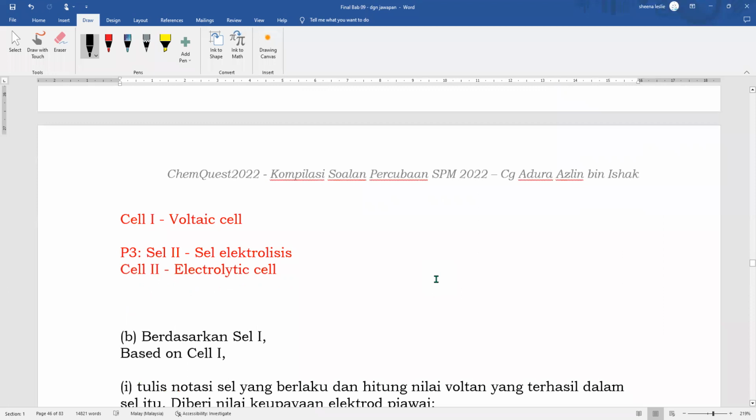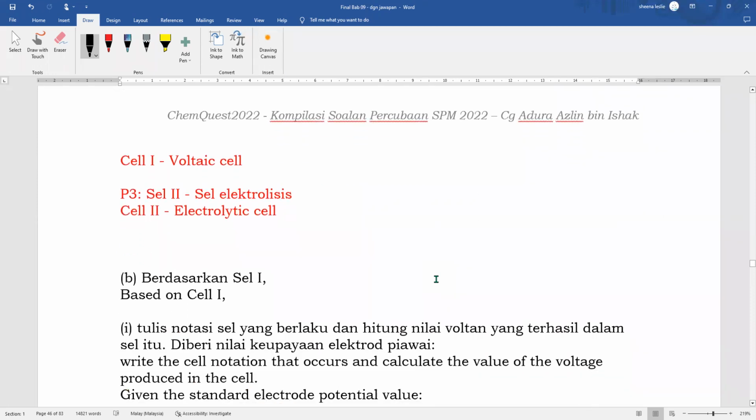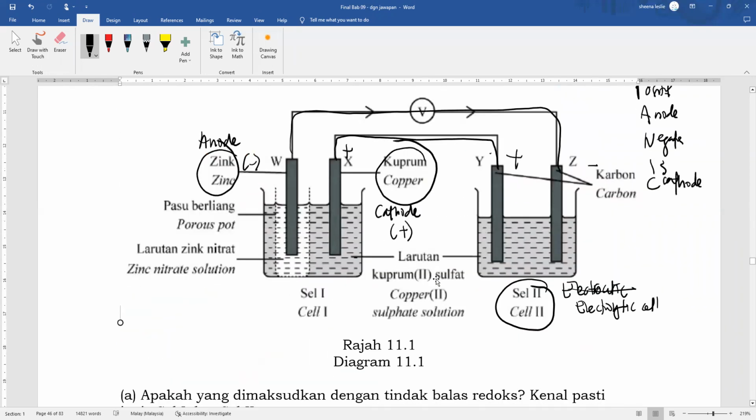The next question is based on cell 1. What is my cell notation here? And then count my standard potential value. You look at this already, you should know. Teacher, for which one? For cell 1 or cell 2? Only a voltaic cell can have a cell notation. An electrolytic cell has no cell notation.